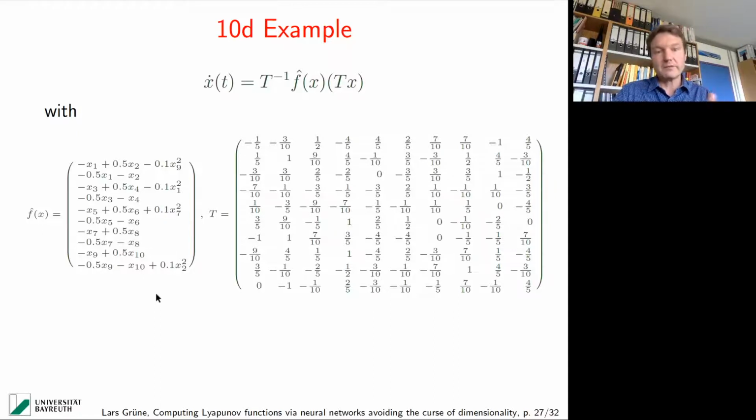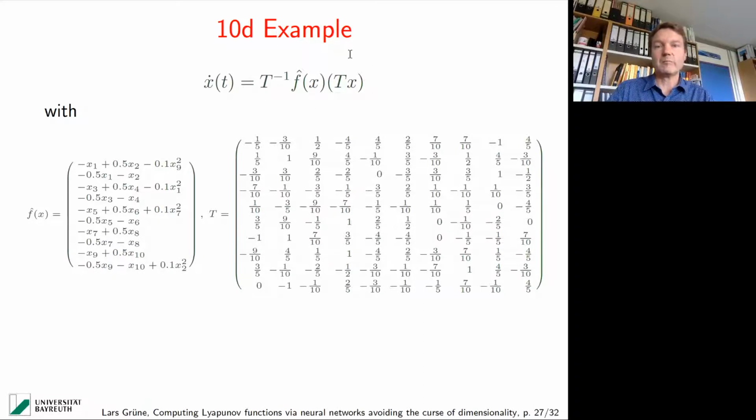I didn't check it rigorously, but it's very likely because it consists of 5 2-dimensional subsystems which are all asymptotically stable, and they are coupled by nonlinearities with a small factor, minus 0.1 or plus 0.1 in front. In order to make it a bit more difficult for the neural network to detect this structure, I applied a linear coordinate transformation, which of course the algorithm does not know, right?